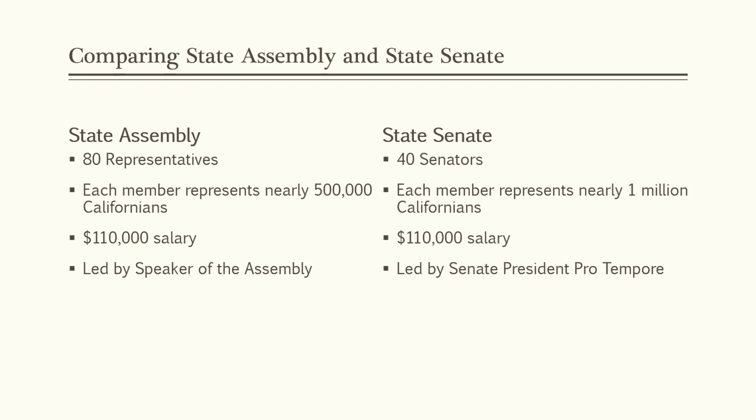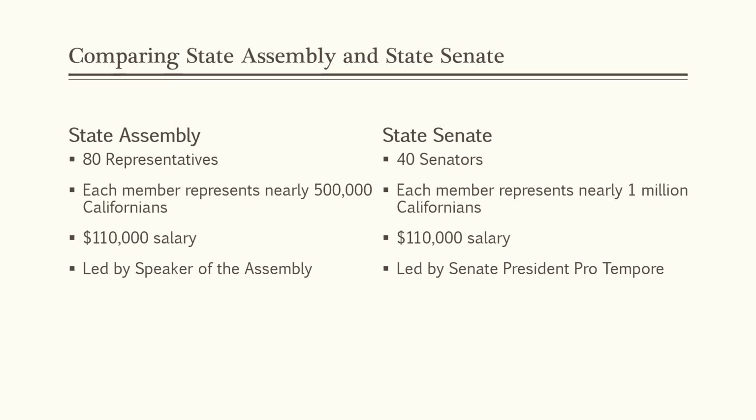But that's dwarfed by the state Senate side, where each member of the California State Senate represents nearly 1 million Californians. That's actually larger than U.S. congressional districts in the U.S. House of Representatives. So we are talking about big, highly populated districts where people who represent us in Sacramento are representing very large districts. In both the state assembly and the state senate, our elected officials make a salary of a little over $110,000 per year.